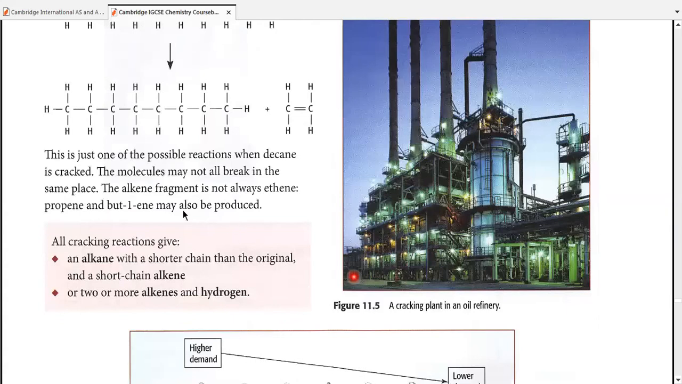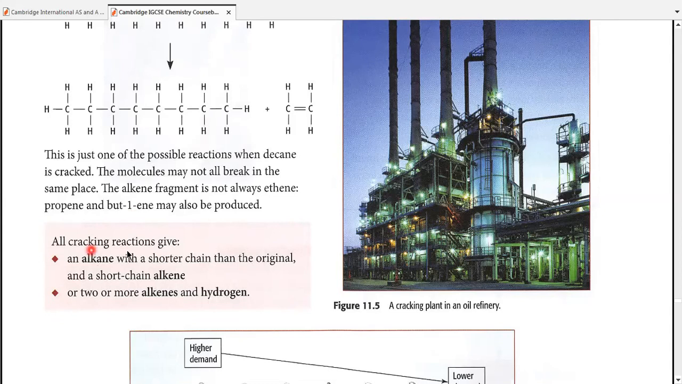Last paragraph for today. This is just one of the possible reactions when decane is cracked. There are many possibilities with this reaction. The molecules may not all break in the same place. The alkene fragment is not always ethene. It can be propene, it can be butene, or butane may also be produced.